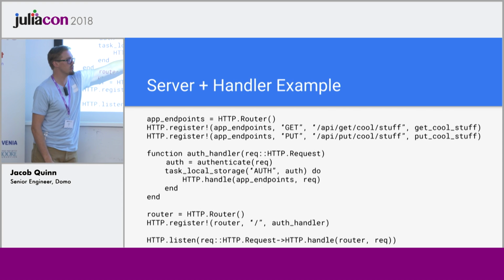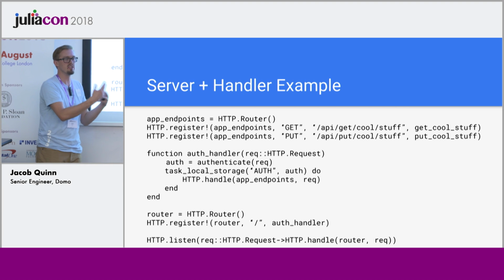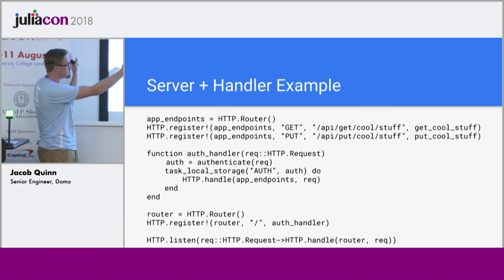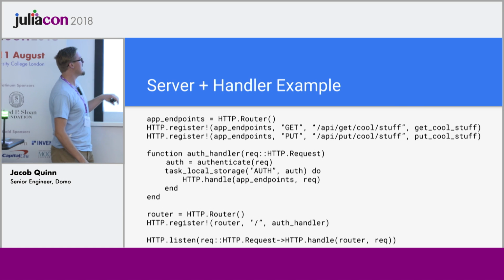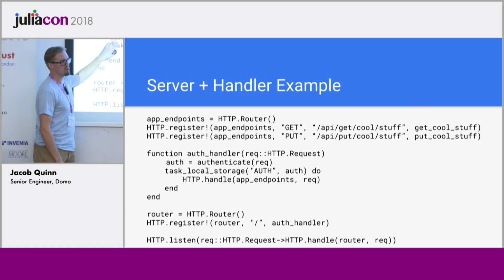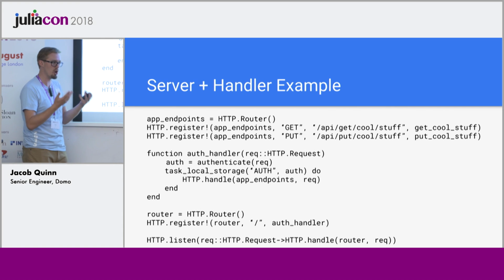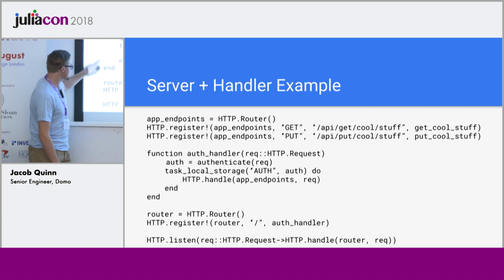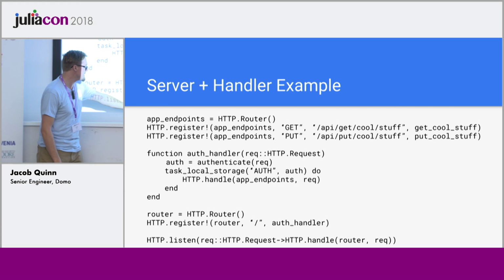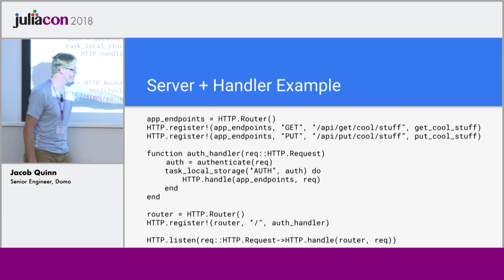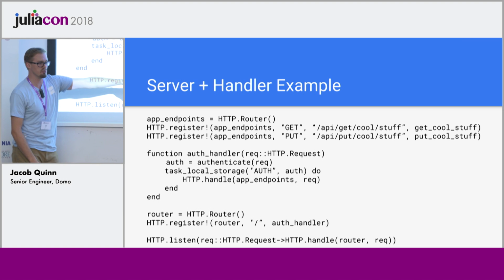And then the get cool stuff and put cool stuff, those are my actual functions that I've defined elsewhere that actually do the stuff that you're asking. So I'm registering these functions to respond to these REST endpoints. And then I also have this important thing where I'm going to authenticate everybody who calls me. I don't want to just respond to anybody. You need to be somebody I know about. Okay? And then how this all works is I'm going to call http.listen. I'm going to pass it this anonymous function, which calls http.handle on my router, and it handles the request.